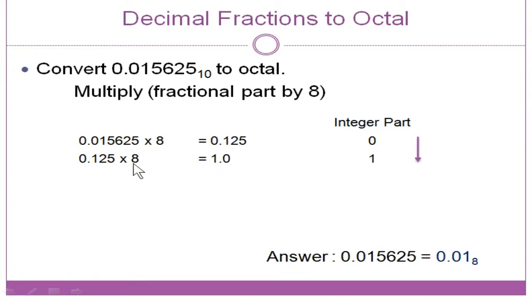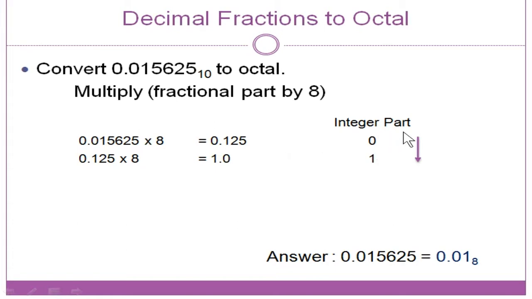This has to be repeated by multiplying it by 8. Now what you get is 1.0. Once you multiply this, you get 1.0 as the answer for the calculation. The integer part has to be taken separately, so 1 will be taken out, and the fractional part has become 0. Once it becomes 0, you are going to stop.